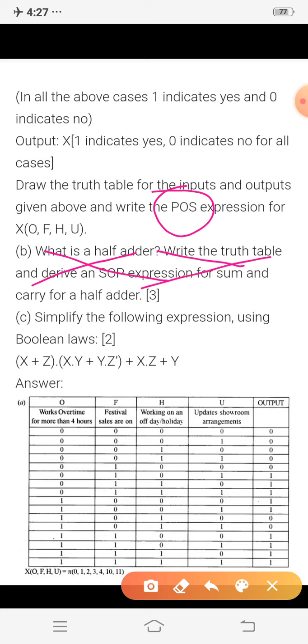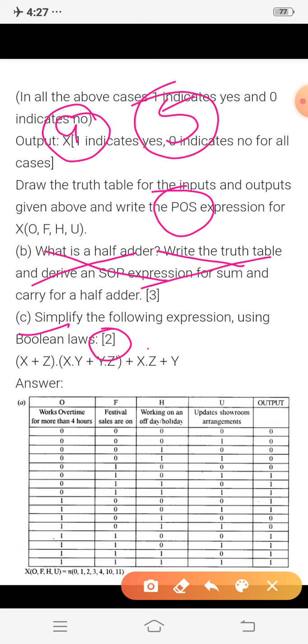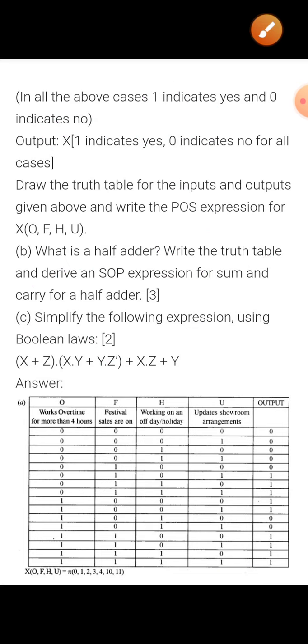And the C question is also given: simplify the following expression using Boolean laws. This question came here for 2 marks. This first part A is of 5 marks and this one is of 2 marks, so do this also. Now the truth table, let me show it.